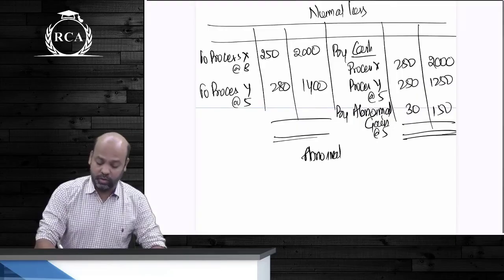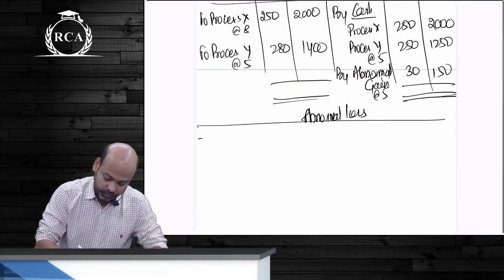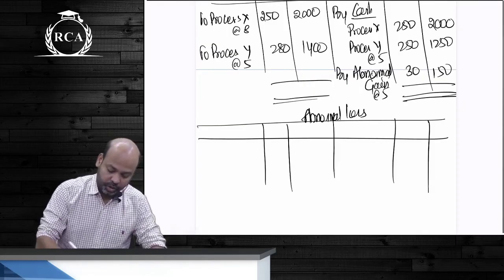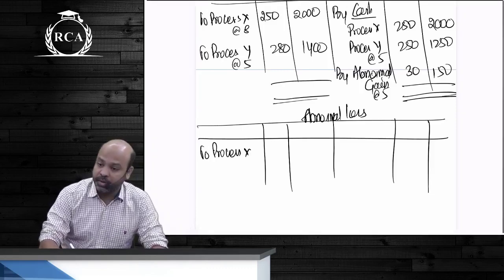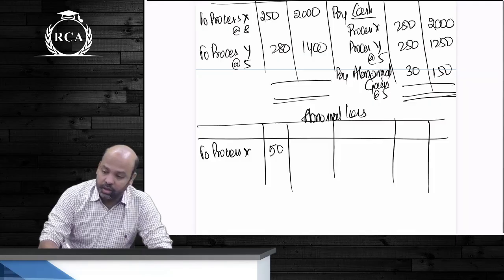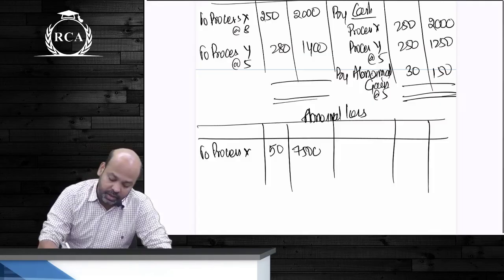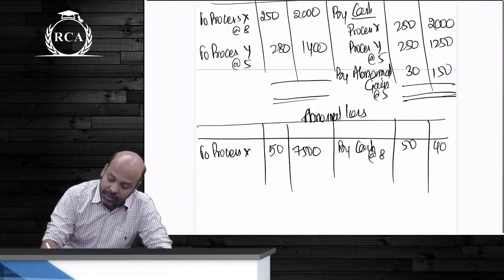Abnormal loss account, has it been done? Abnormal loss account also. What do I write in abnormal loss, beta? To process X. How much is the amount of abnormal loss, beta? 50 kgs valued at 7,500. You will still get a scrap value, guys, against these 50 kgs at the rate of 8 rupees. So that will be 400.